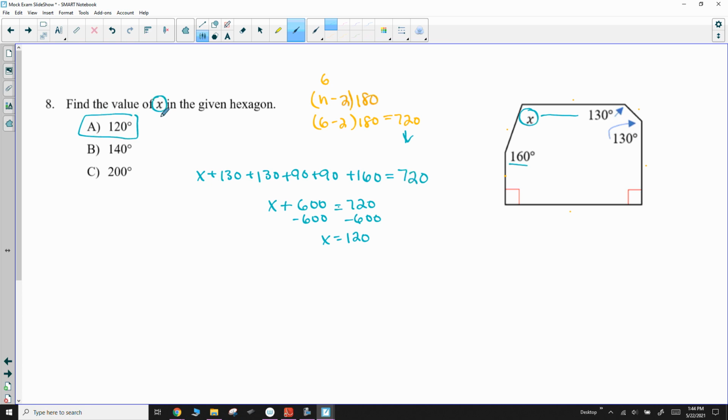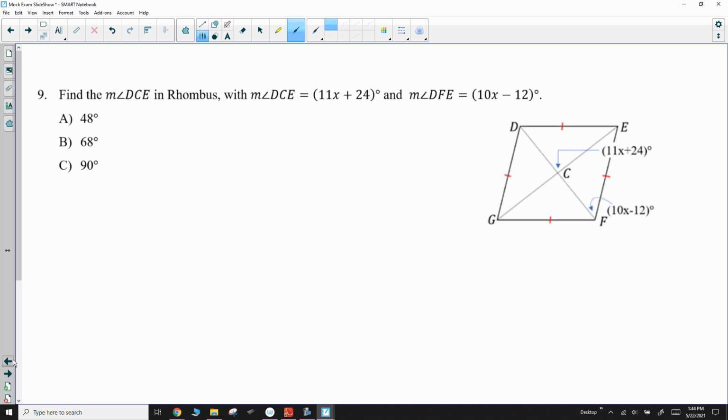All we were doing was finding x. In this particular case, x represents an angle measurement, so that's why there's the degree symbol on that. Sometimes we put it angled, whatever.